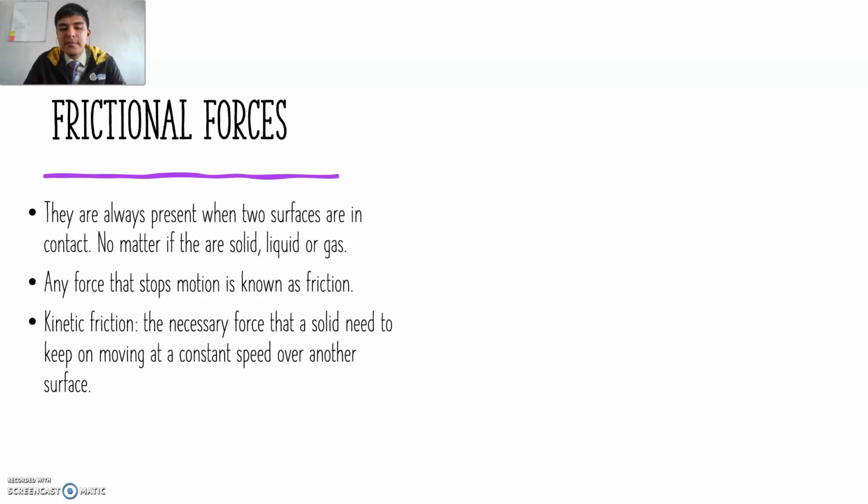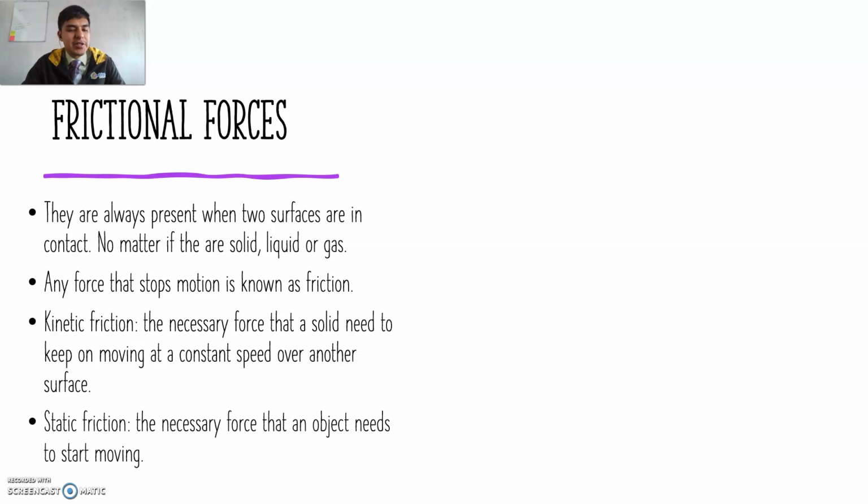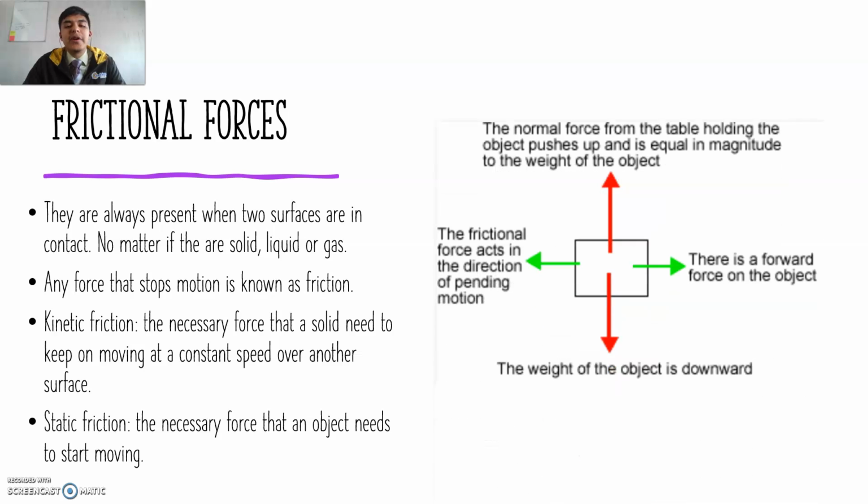We have kinetic friction, the necessary force that a solid needs to keep on moving at a constant speed over another surface. And we also have static friction, the necessary force that an object needs to start moving, which are pretty much terms that we have analyzed before.